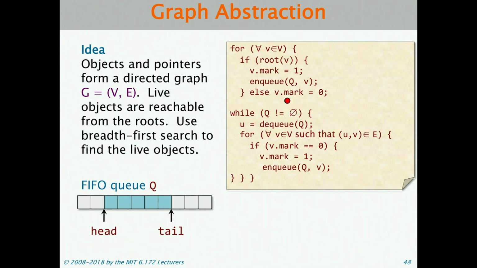Then while the queue is not empty, we dequeue the first thing from the queue, let that be u. Then we look at all of the outgoing neighbors of u. These are vertices v such that there's a directed edge from u to v. We check if v's mark is equal to 0. If it is, that means we haven't explored it yet, so we set its mark to be 1 and place it onto the queue. If the neighbor has already been explored, then we don't have to do anything.